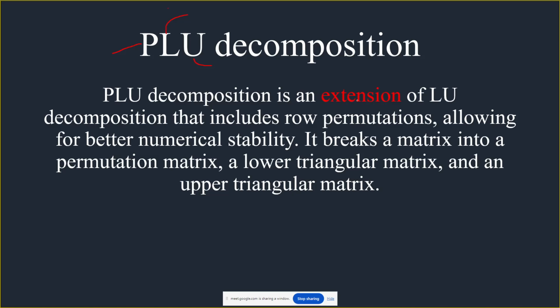It will break a matrix into a permutation matrix, a lower triangular matrix, and an upper triangular matrix, as I said before. In the previous example, we have seen that we got a lower triangular matrix and an upper triangular matrix, but in this decomposition we will get three forms. We will get a permutation matrix, a lower triangular matrix, and an upper triangular matrix.